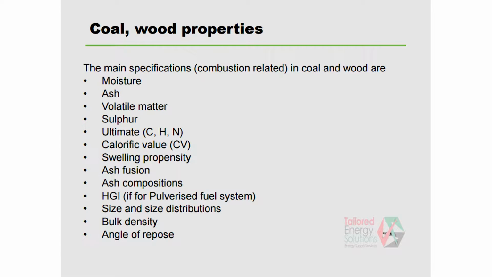Carbon, hydrogen, nitrogen, very easy. Calorific value, easy. Swell propensity, not many people know. It is a propensity that comes from bituminous coal. When the coal gets hotter, at a temperature maybe starting at 500, 600 degrees, the coal starts to swell up. It depends on the coal. For bituminous coal, the higher rank bituminous coal is going to swell further.